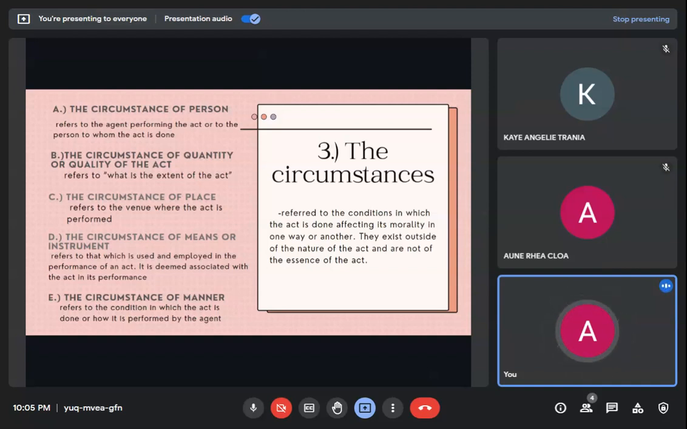We have the circumstance of manner. It refers to the condition in which the act is done or how it is performed by the agent. So this means, how did the agent perform the act? Was he in good or bad faith? Was his evil disposition intensely malicious or only slightly?